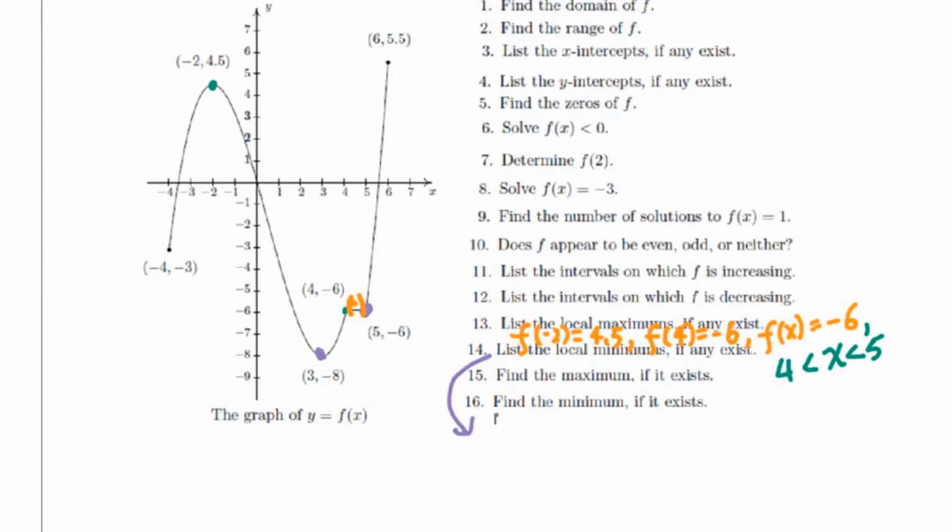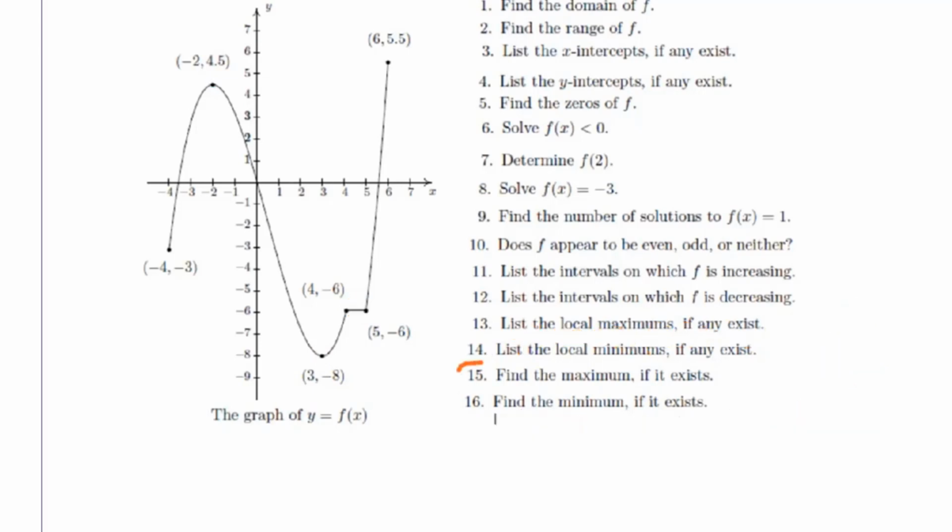So we get f of 3 equals -8. That's the local minimum. f of 5 equals -6. And also f of x equals -6 as x is greater than 4 and less than 5.